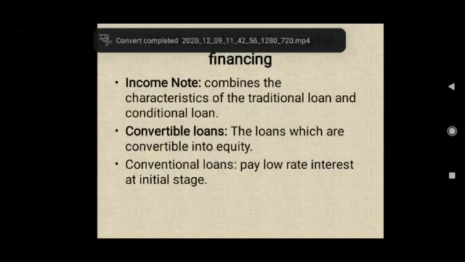And then we have the last one, conventional loan. So under conventional loan, the entrepreneur has to pay a low rate of interest at the initial stage, and as the profit increases, the interest rate will also increase. And sometimes it will happen that along with the interest on borrowed capital, the entrepreneur needs to pay a royalty in accordance with the sales or profit. So that is your conventional loan.